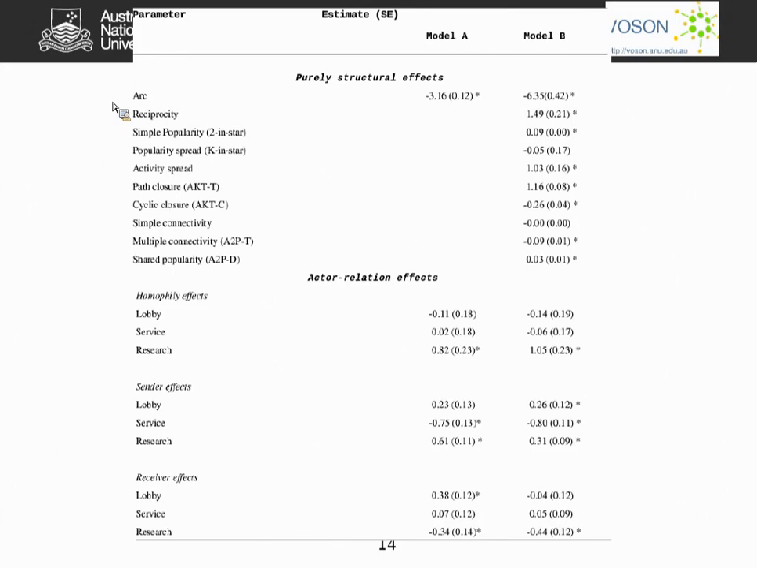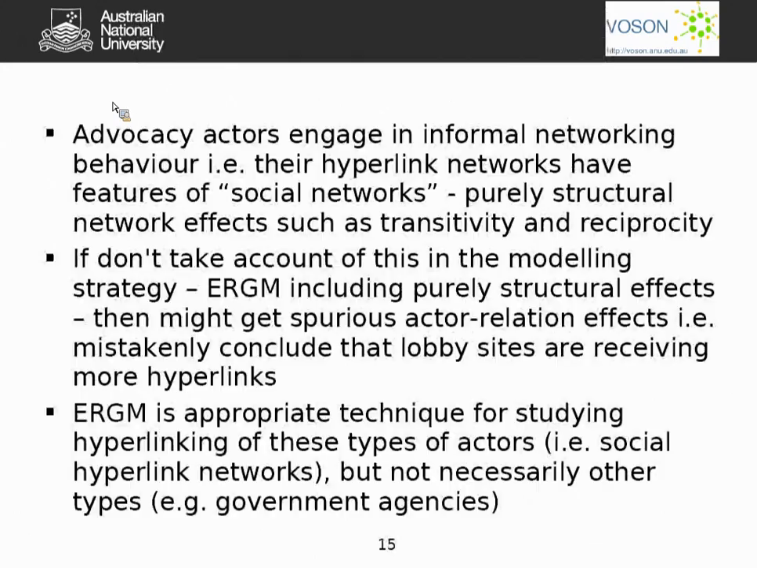What we're saying here is that to the extent that online advocacy actors are likely to be engaging in social hyperlinking behaviour, if we estimate a model that doesn't include all of these network effects, then effectively it's a misspecified model, and it could lead to conclusions that are spurious. That's what we found: when we didn't include those network effects, we got a significant lobby receiver effect, which disappeared when we included the structural effects. Okay, so that's what I've just summarised.